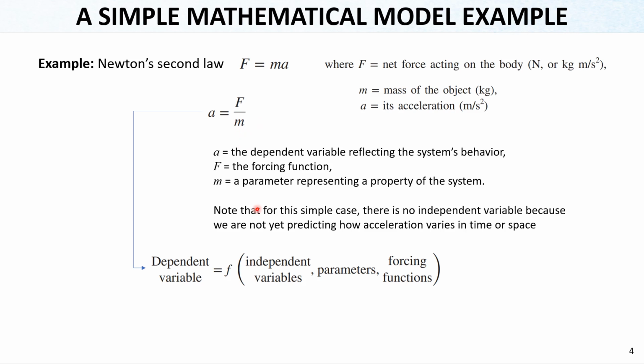So in this simple case, there is no independent variable because we are not yet predicting how acceleration varies in time or space. In other words, we assume that a is constant, and that's why there is no time or space change. So that's why there is no variation of them, and no independent variable.